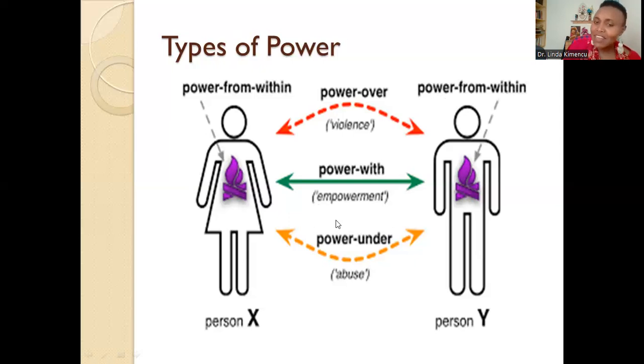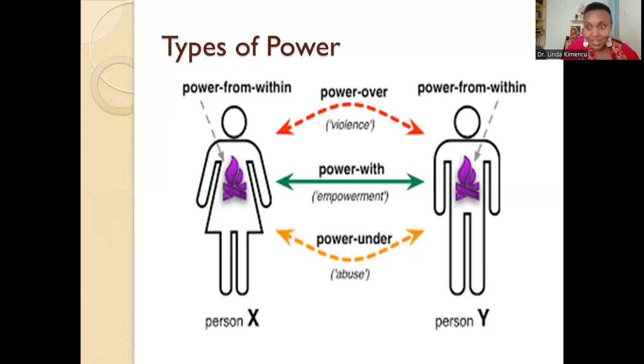And sometimes, if this person who is being led is not empowered enough, there's a likelihood of abuse happening. And this is where we have the power under. And sometimes it is the leader has, of course, the role of ensuring that they empower their subordinates so that they can put them in a space where they have power with. But it's not all the time that it is the leader's role.